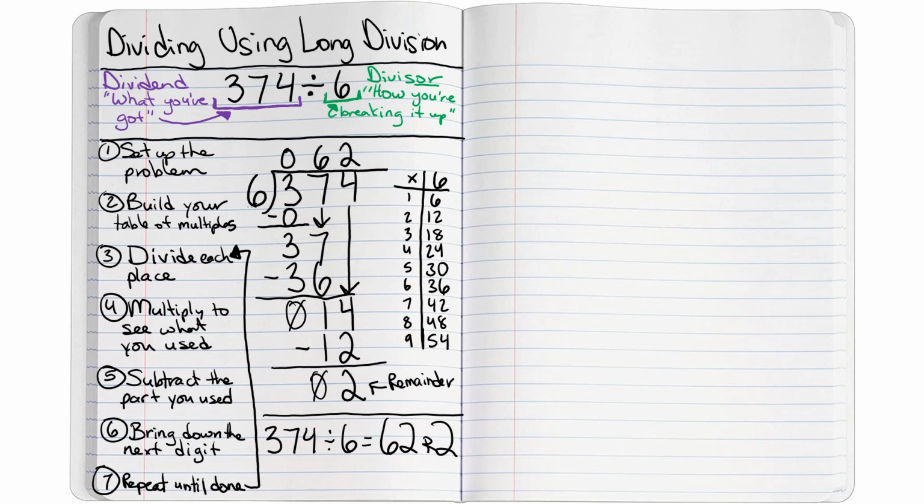Let's add one more piece of vocab. This is called the quotient. And the quotient is the answer to a division problem.